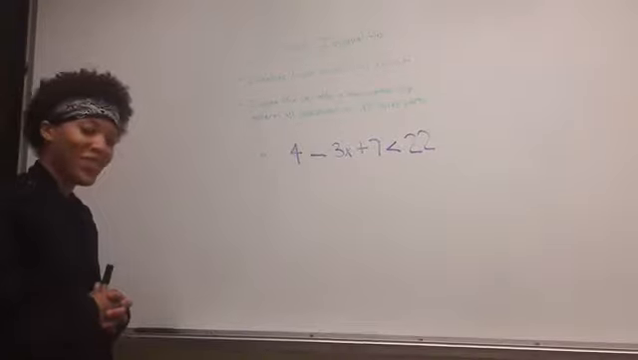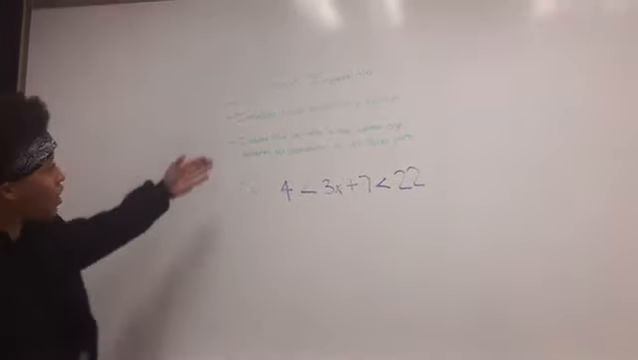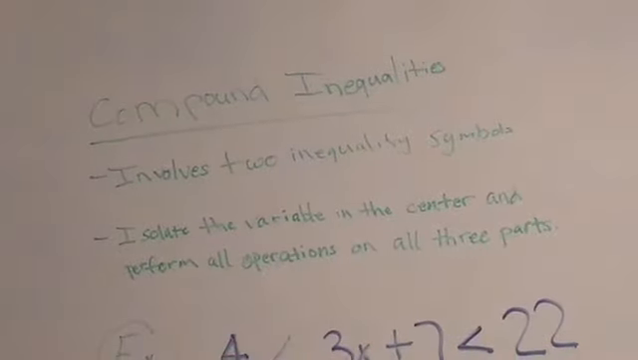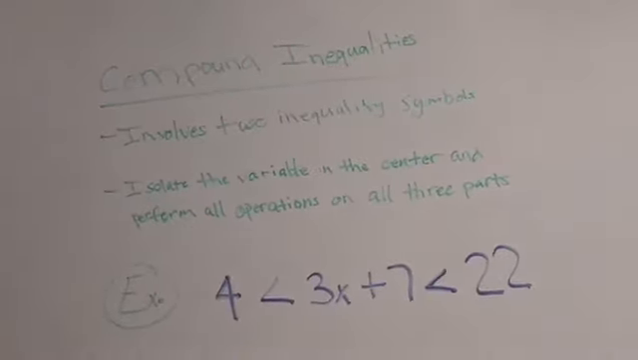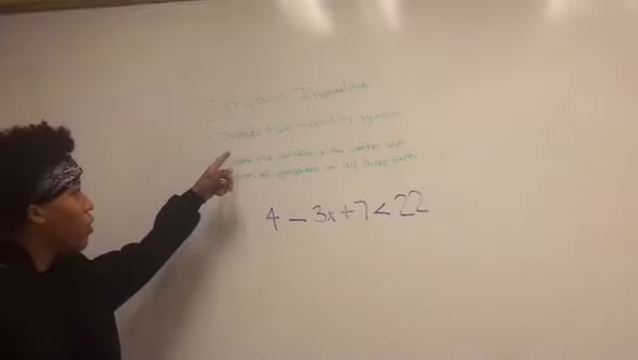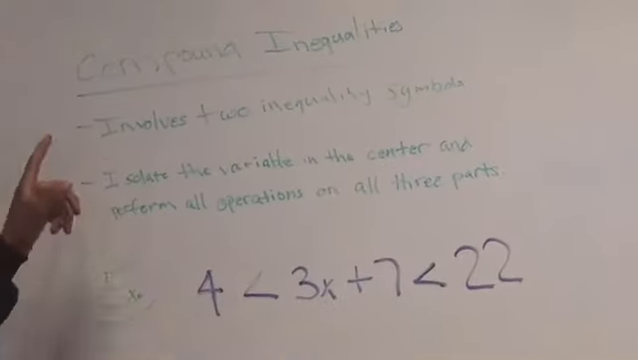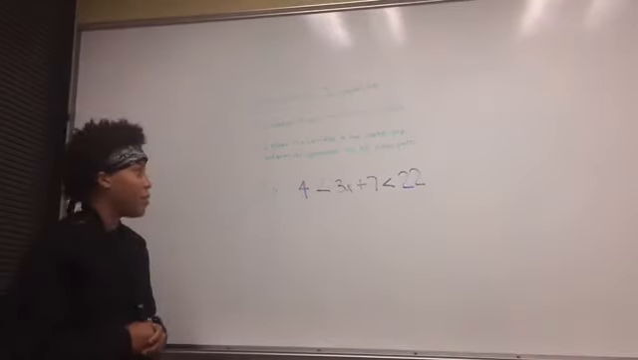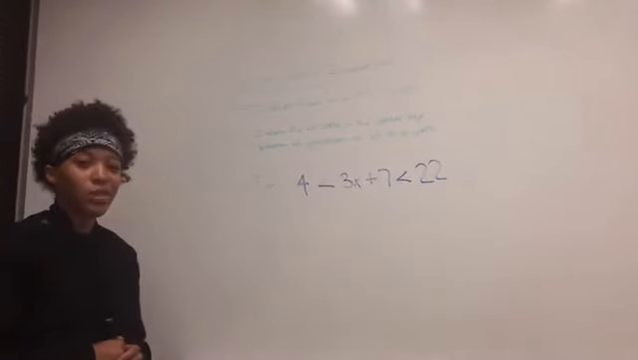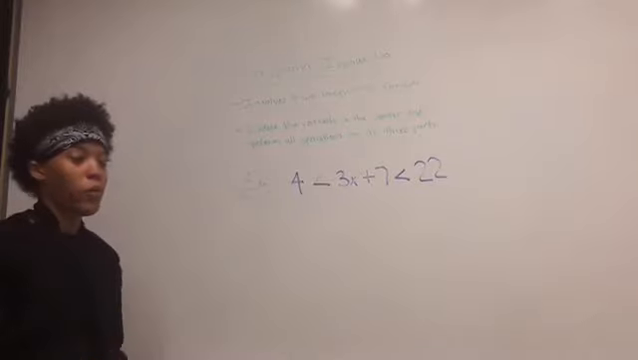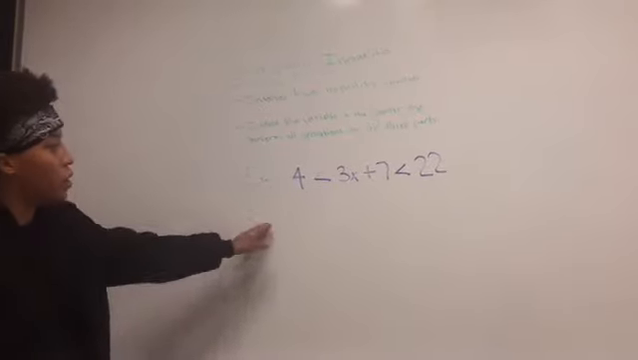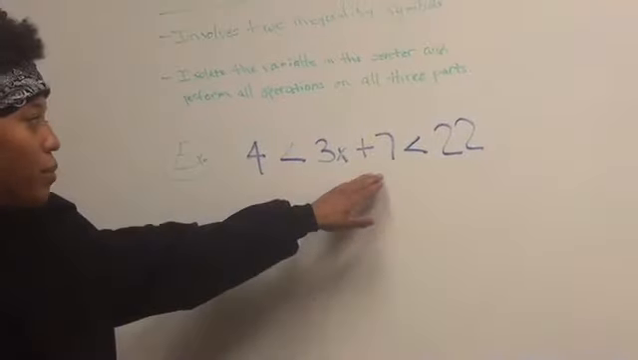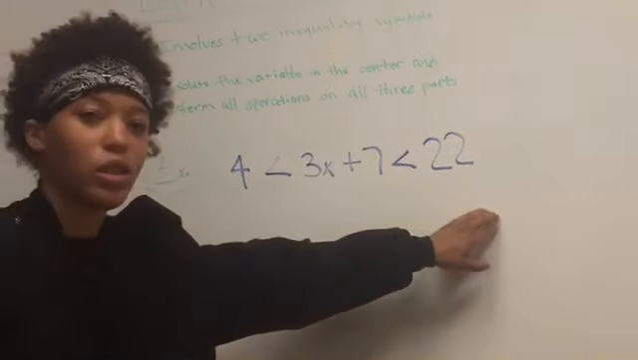This is Professor Philly. And we're back at it again with compound inequalities. Now, there's only really 2 steps to this, technically 3. Compound inequalities involve 2 inequality symbols. The other step is isolating the variable in the center and performing all the operations. For example, here is the problem: 4 is less than 3x plus 7, which is less than 22.